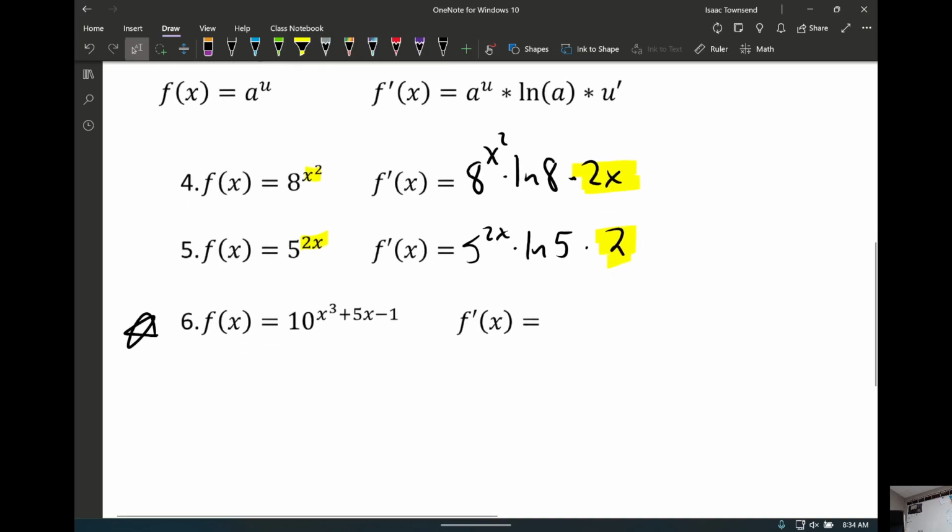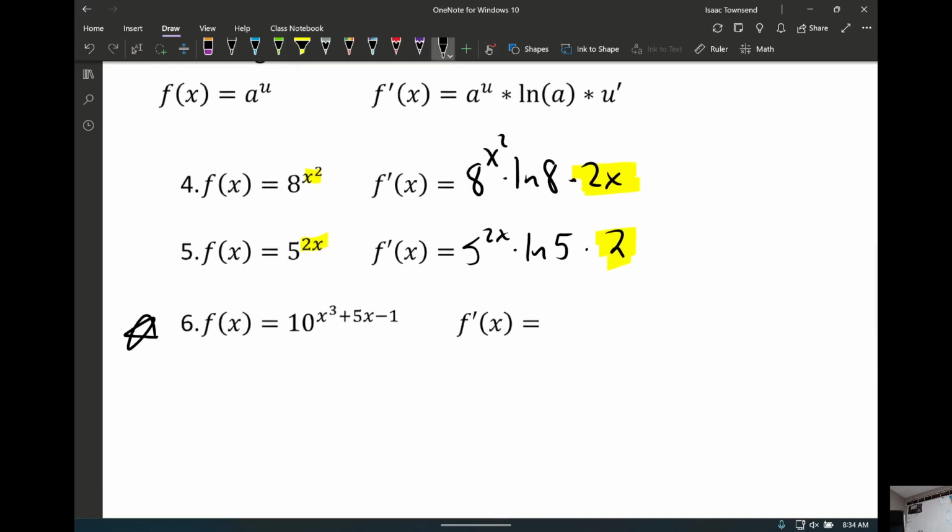So like any exponential function, e to the x, 7 to the x, 8 to the x squared, you're going to need all of that stuff. So you need a 10 to the x cubed plus 5x minus 1. You also needed what? Natural log of 10. Okay, natural log of 10. Now, the derivative of the x, yes, but does this simplify to 1?